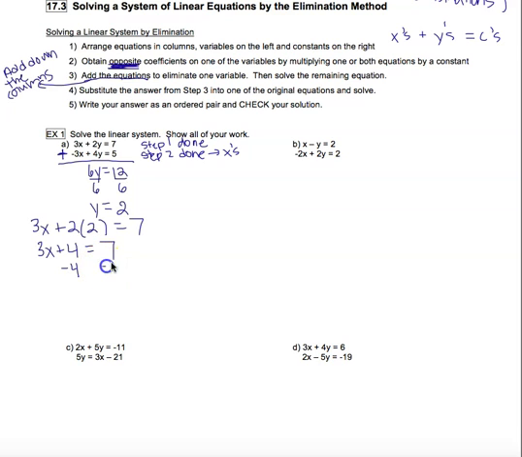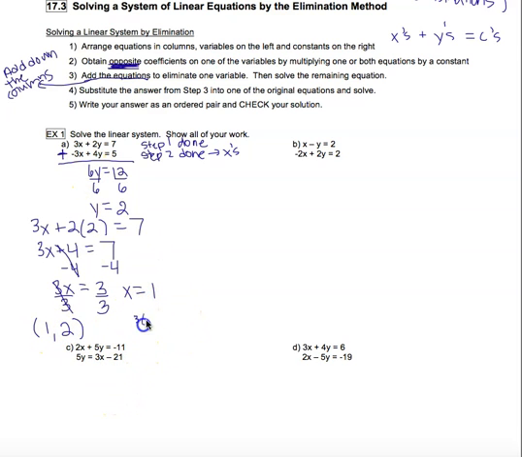Minus 4, minus 4. Those go away. 3x equals 7 minus 4, which gives me 3. So divide both sides by 3 to get x alone, and I get x equals 3 divided by 3, which is 1. So I have x equals 1, y equals 2. That means my ordered pair solution is (1, 2), and I'm going to check it.